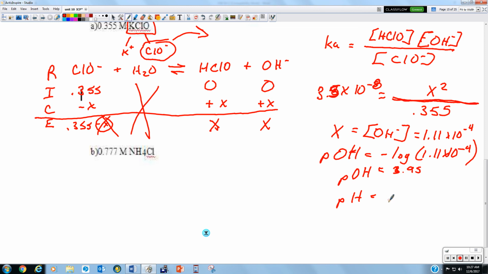All right, and then that means that 14 minus that should give us 10.07, correct? Or 10.05, sorry. Yeah, 05. I just looked at the wrong number.